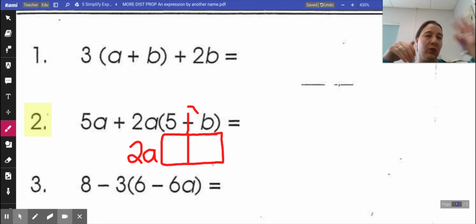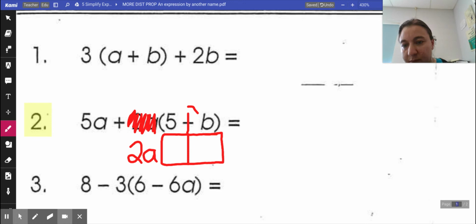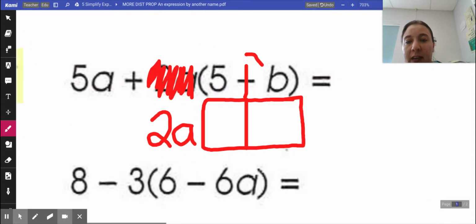Matter of fact, I don't normally do the rainbows. When I grew up, we drew the rainbows. We're doing the area model. So I'm just going to scribble this out because I rewrote it on the side. And the distributive property is like doing multiplication. So that's going to come before I do any addition. So 2a times 5, that's like 5 groups of 2 apples. That would mean I have 10 apples.